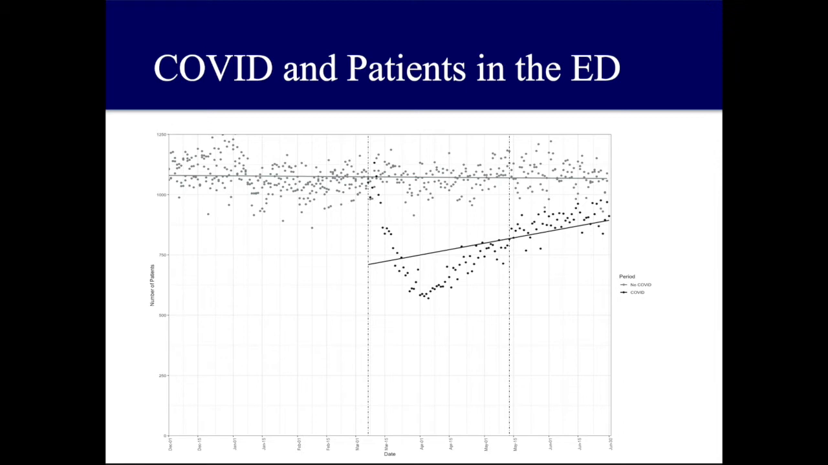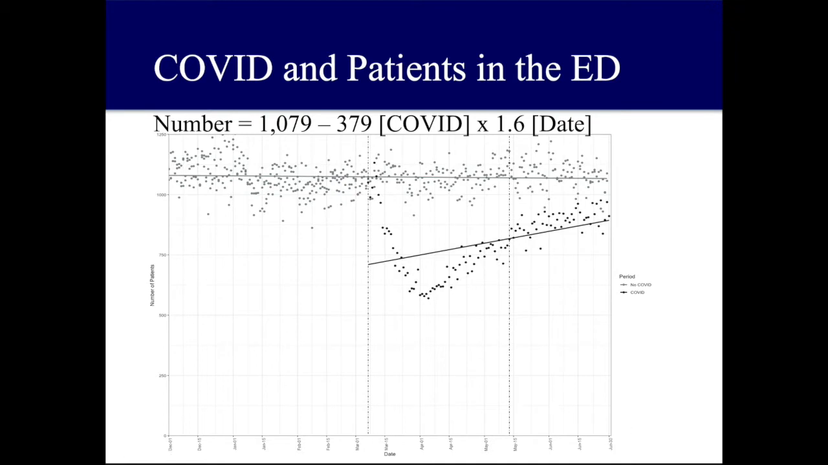This is some data I have looking at the relationship between the number of patients presenting to the emergency department during the COVID pandemic. The gray line represents 2 years of historical controls, while the black line represents the number of patients presenting after the first case, represented by this dotted line.